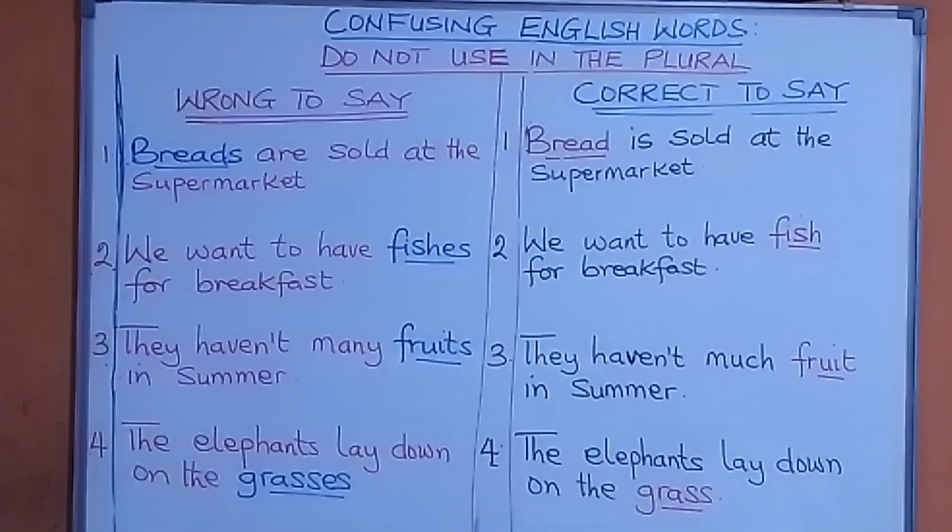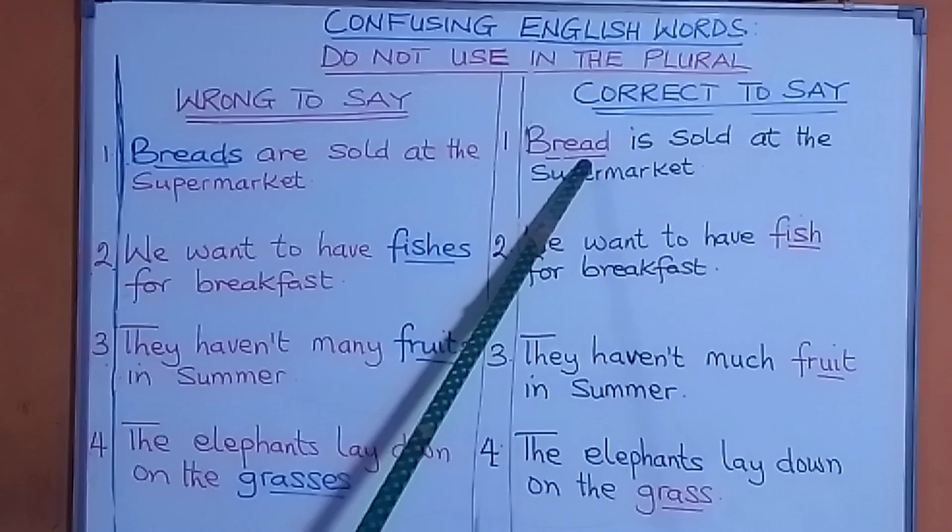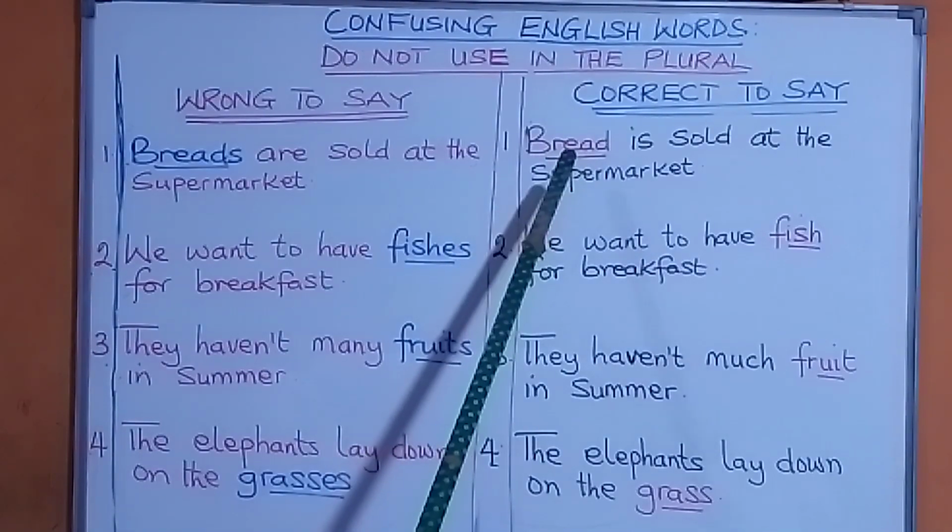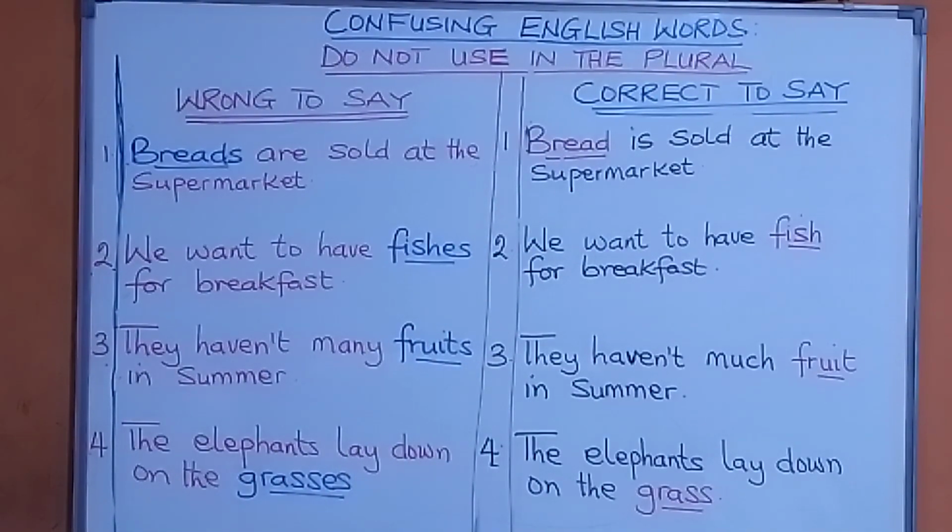Now, we don't use bread in the plural, but we can say a loaf of bread. If you want to specify something, a loaf of bread, or you can say 10 loaves of bread, 50 loaves of bread, but bread will remain the same. You don't say breads, no. For example, I bought a loaf of bread, or I bought 2 loaves of bread.